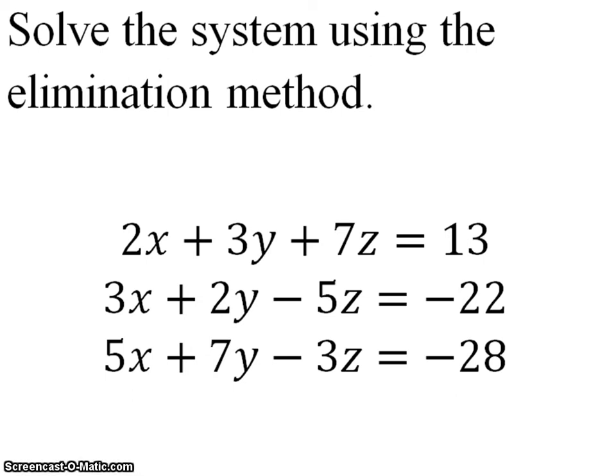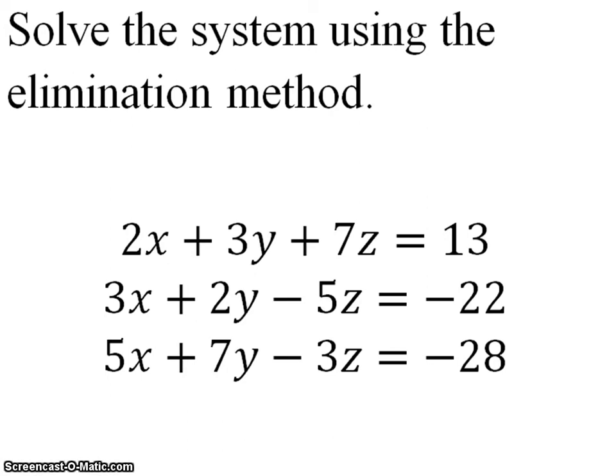time. So we have the system of 3 equations with 3 variables. 2x plus 3y plus 7z equals 13 is equation 1. 3x plus 2y minus 5z equals negative 22. And 5x plus 7y minus 3z equals negative 28. So we're going to use the elimination method.